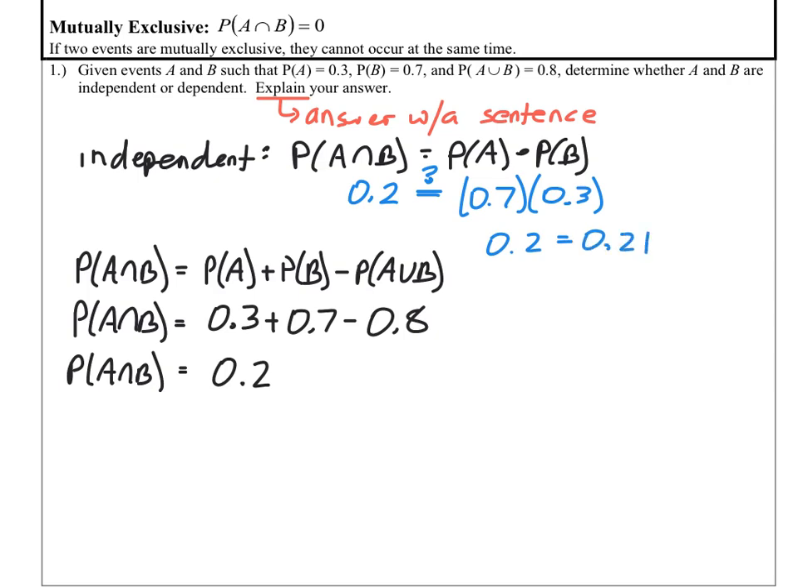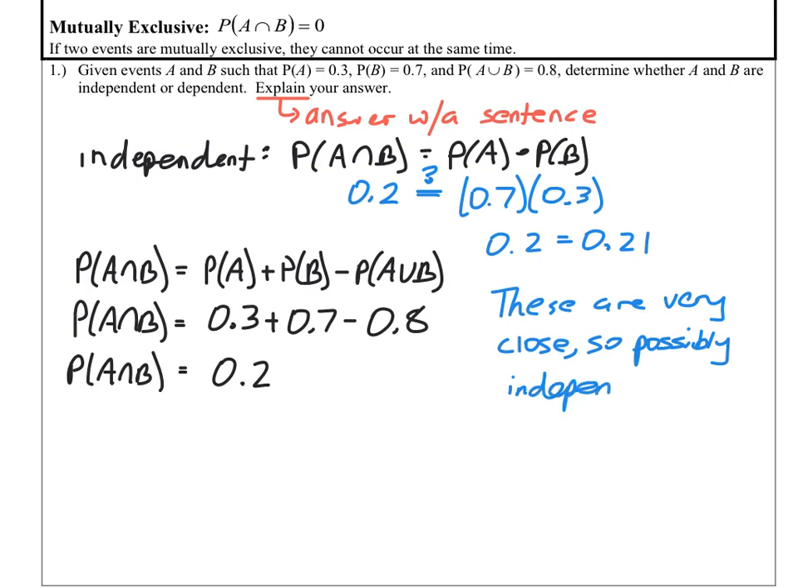Those are pretty close. So our conclusion, these are very close. So they are possibly independent. They're not exact. If they were exact, we would say that yes, they're independent. They're close, so we say that they are possibly independent. All right, let's turn the page.